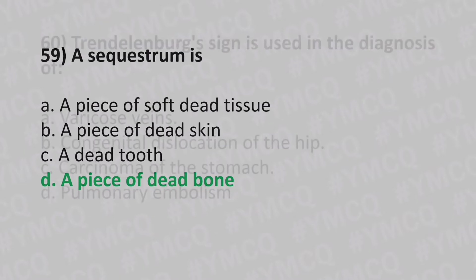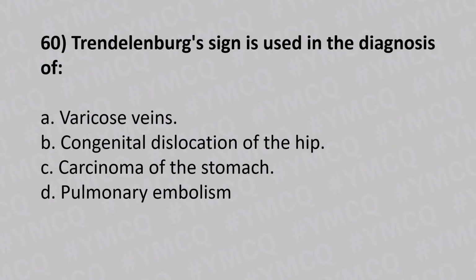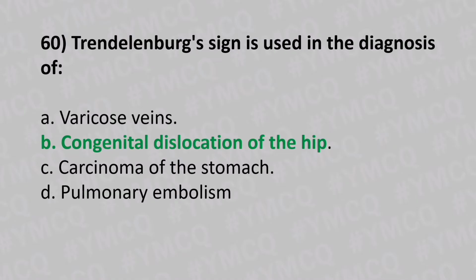Moving to our 60th question. Trendelenburg sign is used in the diagnosis of option A, varicose vein. Option B, congenital dislocation of the hip. Option C, carcinoma of the stomach. Option D, pulmonary embolism. And the answer is option B, congenital dislocation of the hip.